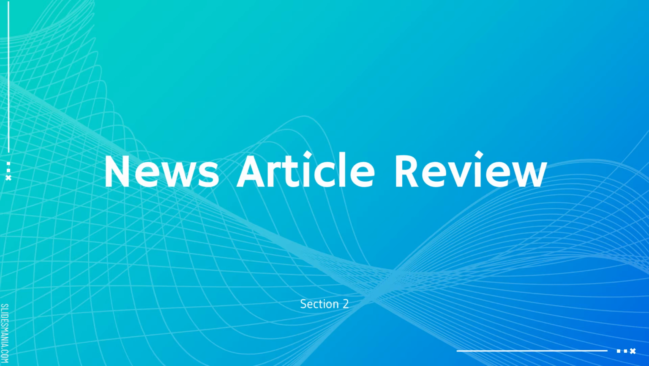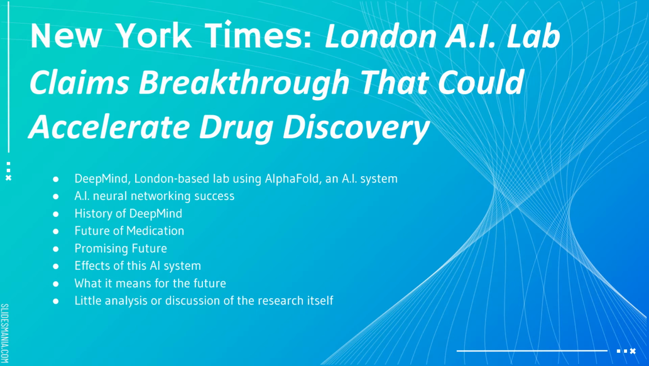First, we will move on to the news article, the one from the New York Times. The New York Times article discussed the results from DeepMind, a lab located in London that has created AlphaFold, the current leading system in predicting protein folding and structure. They discussed the results of the latest CASP competition, which showed AlphaFold to be seriously beyond all other systems there.